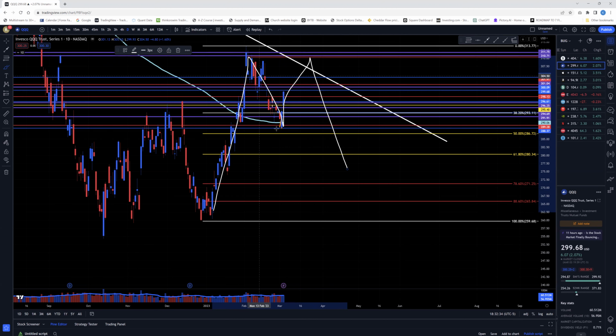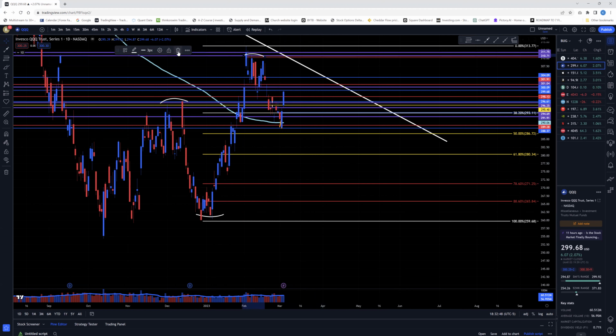And this could also be a pullback because we got a high, low, higher high, higher low, and it could break up through here and give us the actual continuation for an uptrend. So those are the bullish and bearish plays that we're looking for. And again, we're just going to let the market tell us what it wants to do, and then we'll follow.